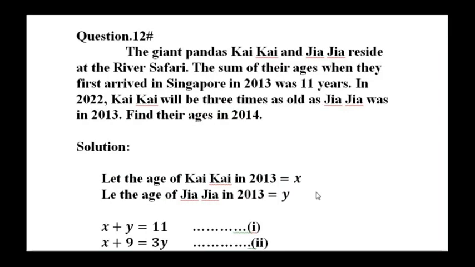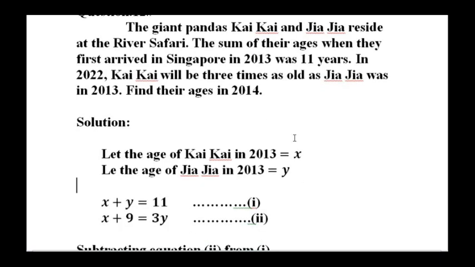Question number 12. Another question where we have to find some unknowns. The ages of pandas. We will solve this question using a system of linear equations. The statement of the question is as follows. The giant pandas, Kai Kai and Jia Jia, reside at the river safari. The sum of their ages when they first arrived in Singapore in 2013 was 11 years. In 2022, Kai Kai will be 3 times as old as Jia Jia was in 2013. Find their ages in 2014.